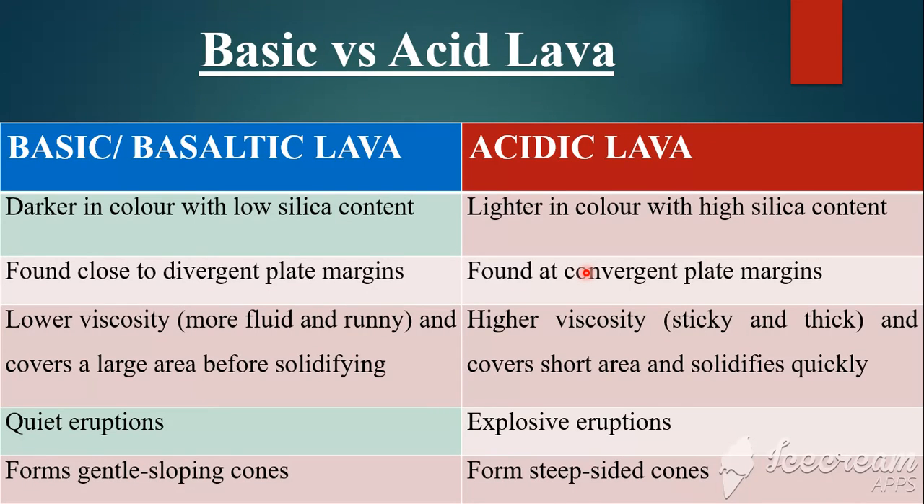Alright, next. As we look at the structure of the volcano, it is also important that you look at what comes out of the volcano. So there are 2 main types of lava. We have basic or basaltic, and we have acidic lava. So for basic, it's dark in color with low silica content. For those who are science students, you know the potential of silica, right? And for acidic, it's the opposite, lighter in color with high silica content.